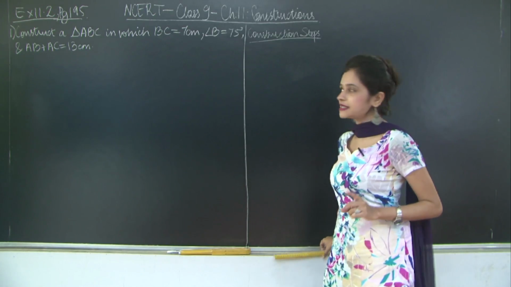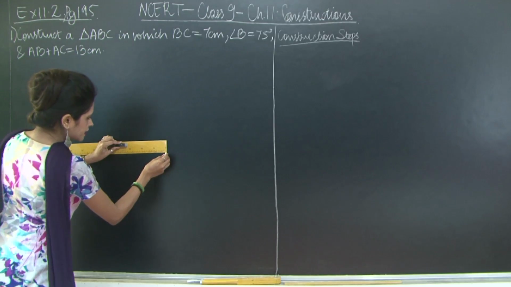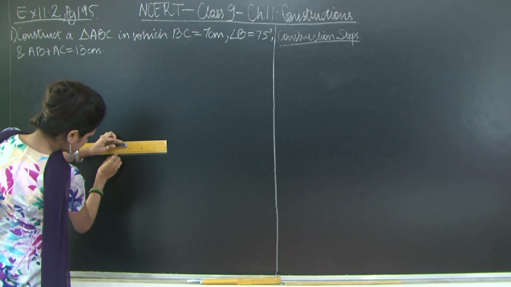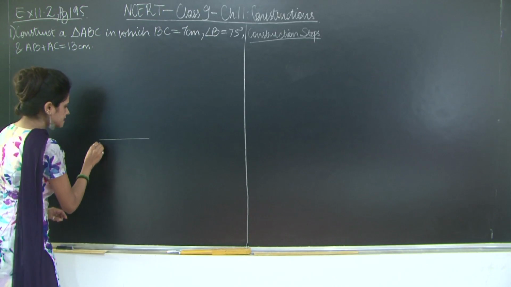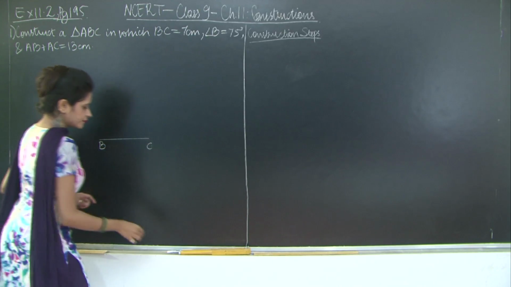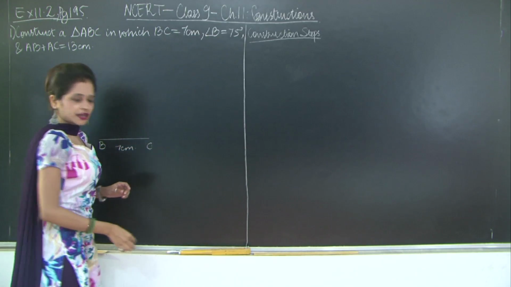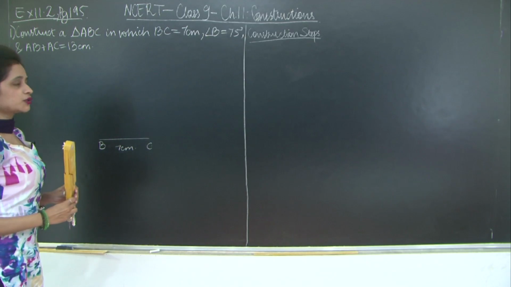First we will draw the base BC of 7 centimeters. So I am taking 7 centimeters. This is not exactly 7 centimeters on my scale because it would be too small, so I am expanding it. This is BC. But you make sure that this length is 7 centimeters in your book. Okay. Then we are going to construct angle B, which is 75 degrees.